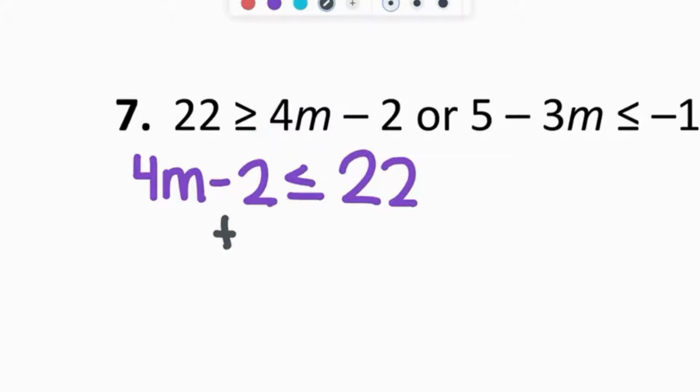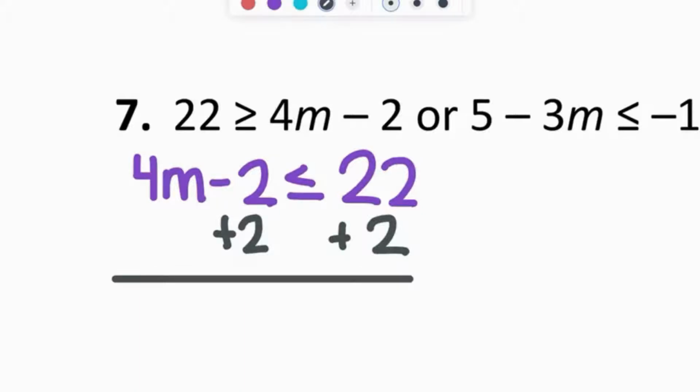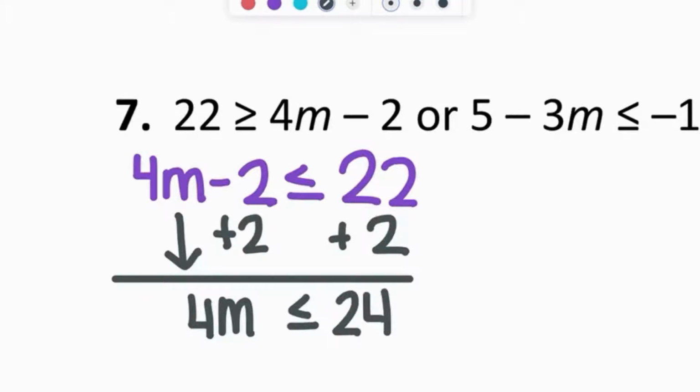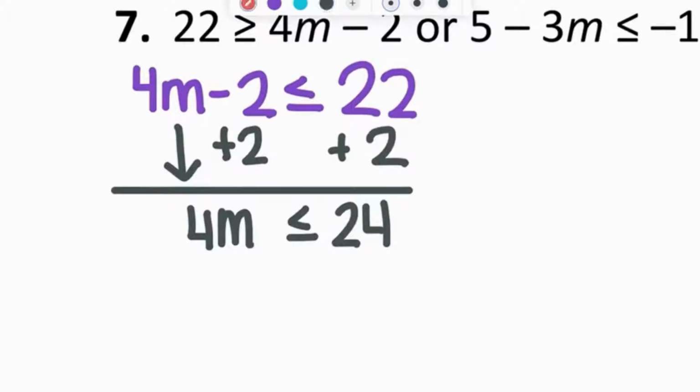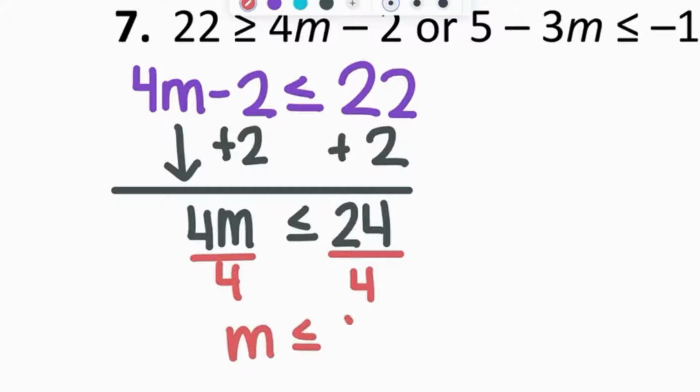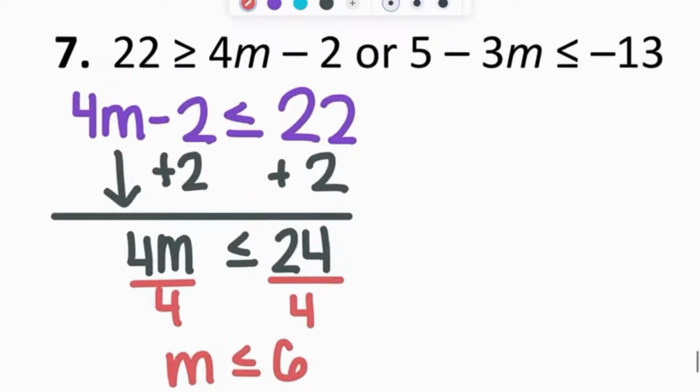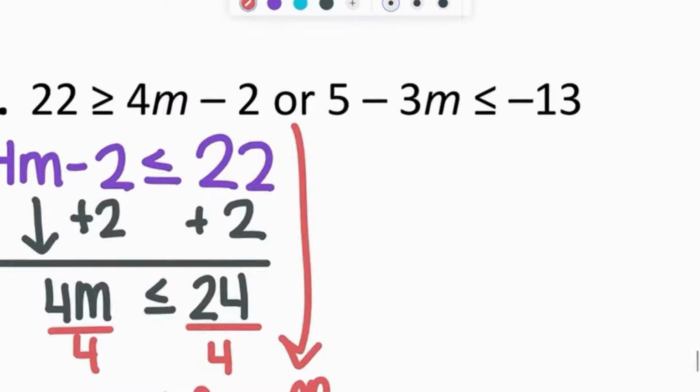So I'm going to add 2 to both sides. And so that tells me I'm going to bring down the 4m is less than or equal to 22, and 2 is 24. If I divide both sides by 4 to isolate the m, I get m is less than or equal to 6, okay? Or, bringing down that or statement, okay?